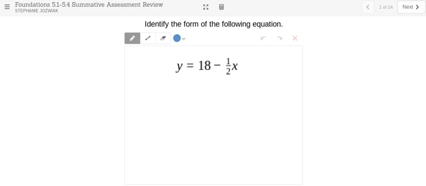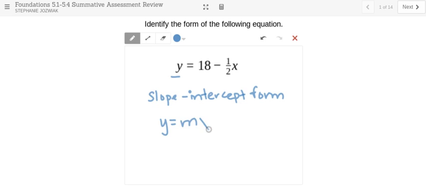So for this one, I noticed that the y is by itself and that there are no parentheses. So I know that this one is slope-intercept form. And just as a quick reminder, slope-intercept form is y equals mx plus b. So anytime the y is by itself and there's no parentheses and there's no like terms, we know that it's slope-intercept form. So even though the x comes second, this is still something that's in slope-intercept form.